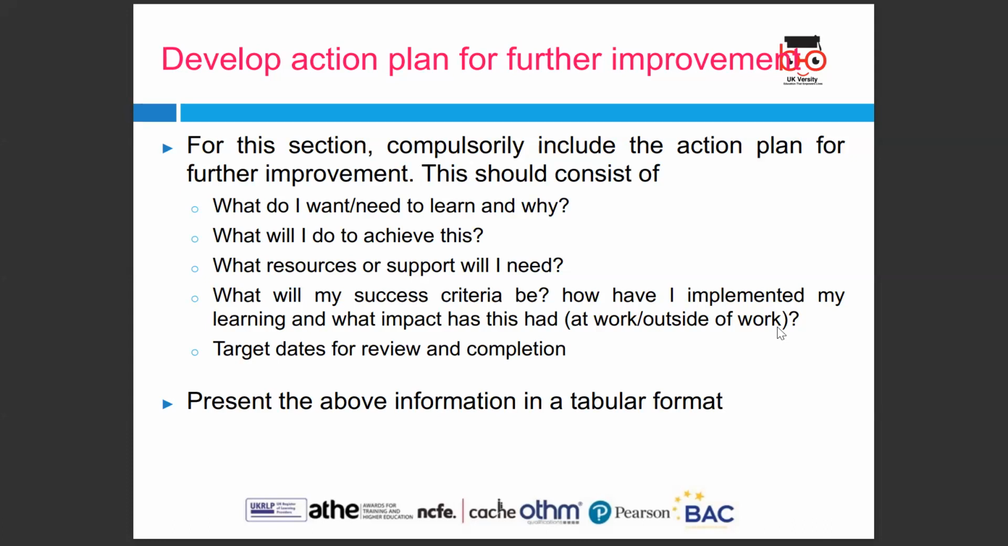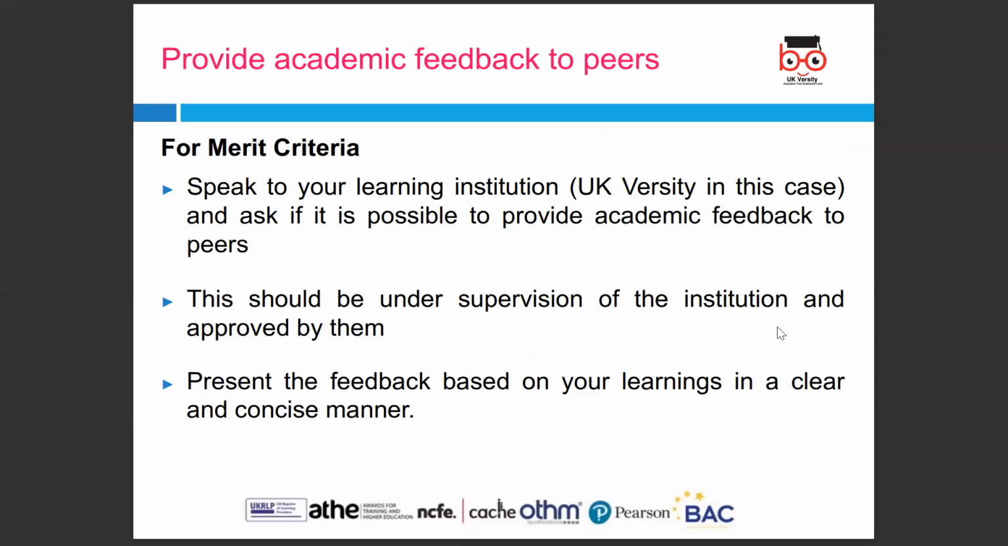And again, all this, the above information, the action plan and further improvements, needs to be presented in a tabular form, okay, to identify each area and how you intend to consider each area and the action points. Provide academic feedback to peers for merit criteria. Speak to your learning institution, which is UK Varsity in this case, and ask if it's possible to provide academic feedback to your peers. This should be under supervision of the institution and approved by them. Present the feedback based on your learnings in a clear and concise manner.